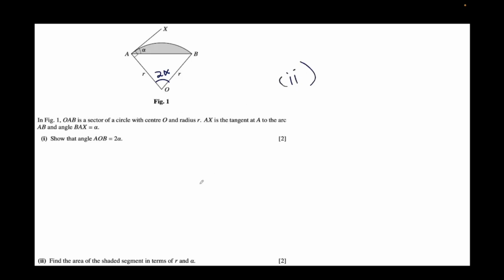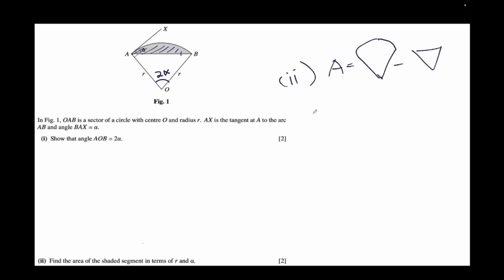Anyways, part 2. Area of the shaded segment in terms of R and alpha. Remember the rule over here? Whenever there's more than one component for these types of circular measure questions, before you even focus too much on the numbers and calculations, how about common sense first? As in, how about you write down what's even going to get you your answer? You'd have to realize this first, agreed? The pizza slice minus the triangle.